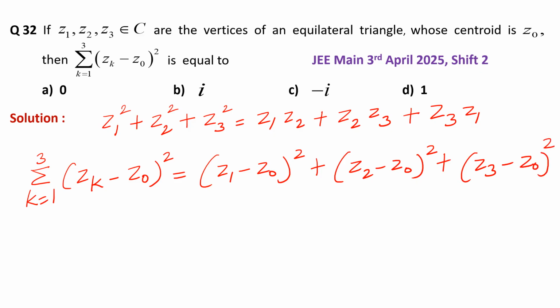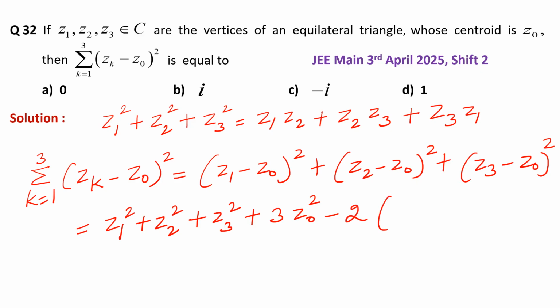Now just open up all the brackets by using identity (a minus b) whole square. So now it becomes Z1 square plus Z2 square plus Z3 square plus 3Z0 square minus 2 times, inside the bracket, Z1 into Z0 plus Z2 into Z0 plus Z3 into Z0.